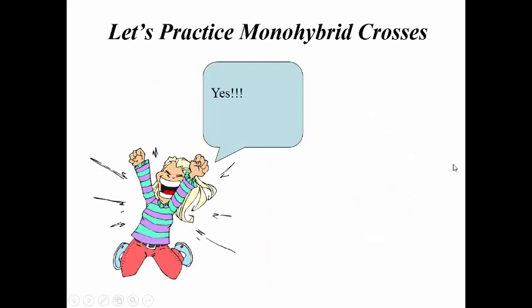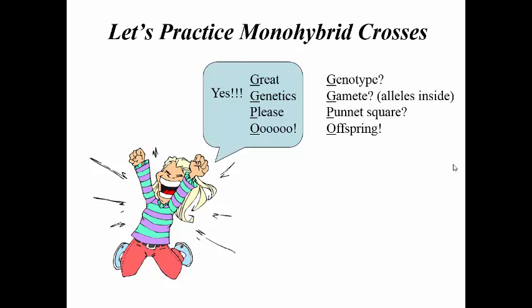So let's practice a monohybrid cross. Let's practice a cross where we have one gene in the problem. That's how we'll conclude lecture here today. So a little mnemonic I use to remember how to do this is something called Great Genetics Please Ooh. The G in GRADE stands for the first thing you do, which is figure out the genotype of the organism or of the parents. The second G in genetics is saying what gametes can that parent produce? What sperm, what eggs, and more specifically what alleles inside that sperm or egg.